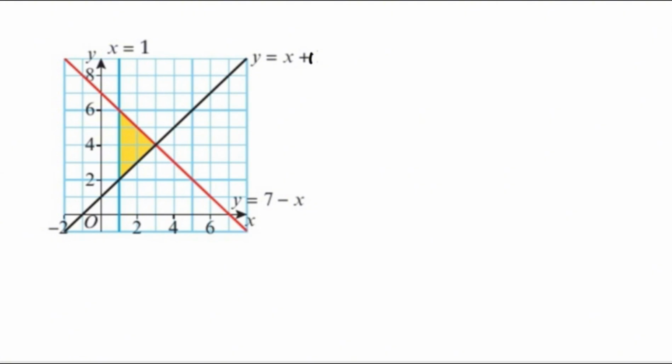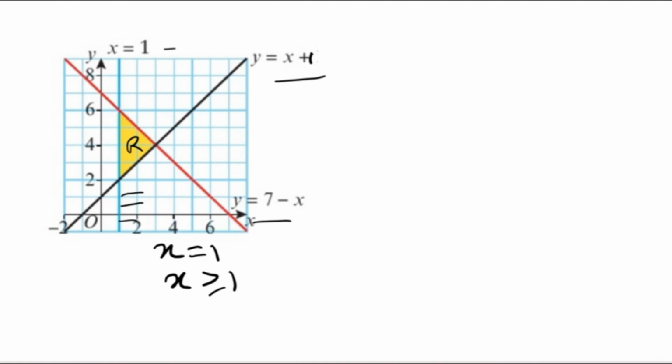Okay, part B, we have to find the 3 inequalities, because we have 3 line equations that satisfy this shaded region, which is R. Okay, we'll check one by one. First we are taking x is equal to 1. As you can see, this side of the line, which is shaded in the R region, means it's the greater than value.